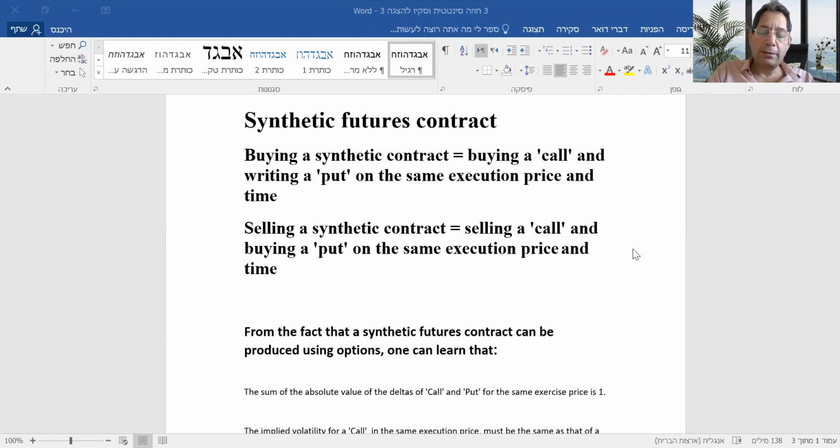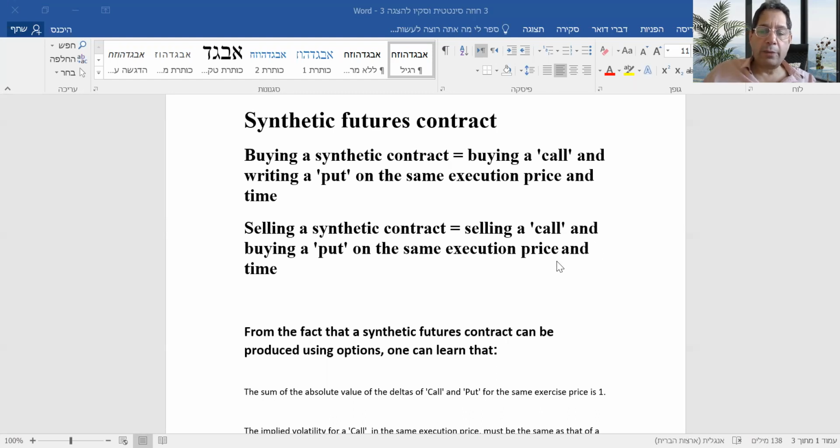If we want to sell a contract, we will need to buy the put option and sell the call option on the same execution date and price. Actually, it doesn't matter on which execution price we do that. The difference will be with the money flow, with the money we pay and we get back afterwards. But in the gain and loss chart, it will be identical.